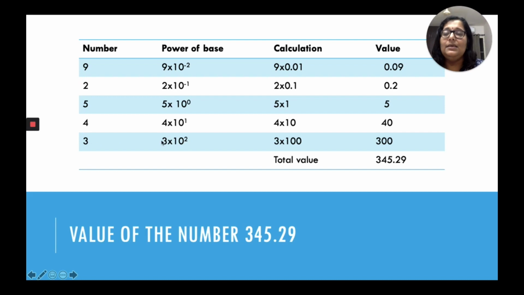3 is 3 into 10 squared. Why is it 10 squared? It is the hundreds place. Since it is the hundreds place, it is 10 squared. That is 3 into 100. That will give you 300. When you add all these together, you get 345.29.